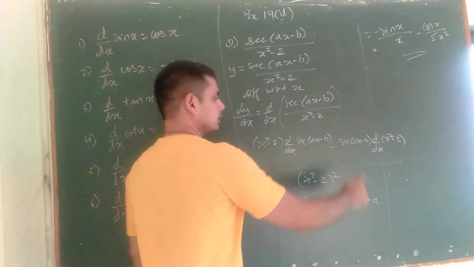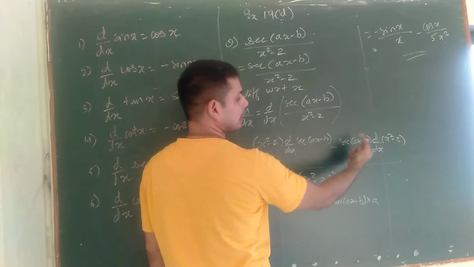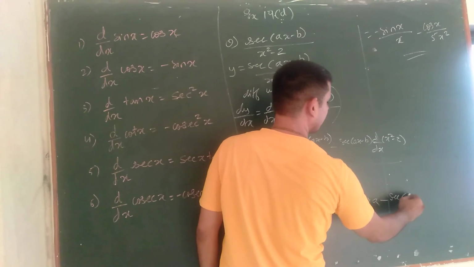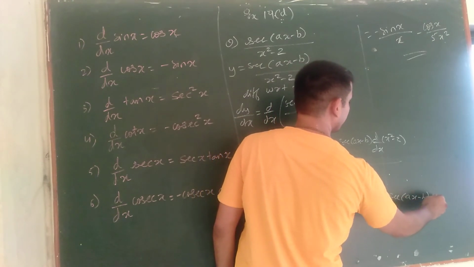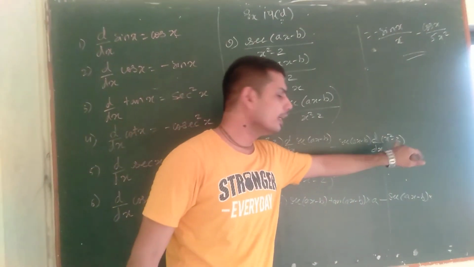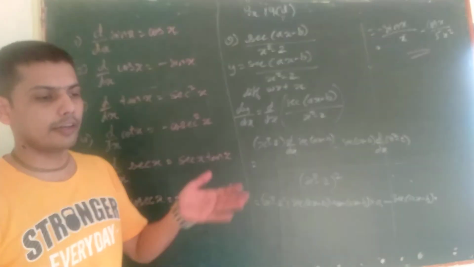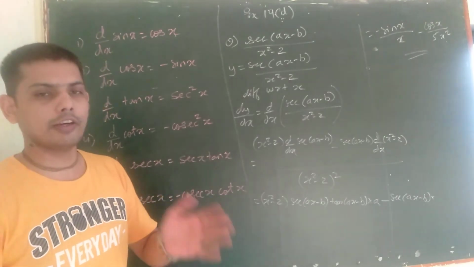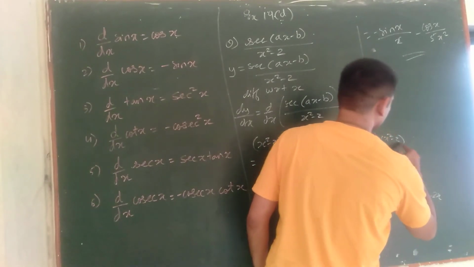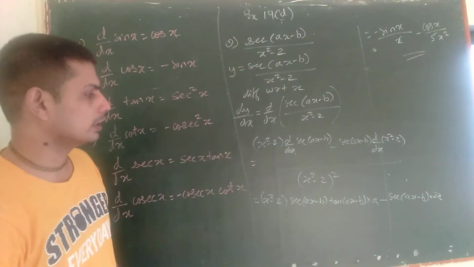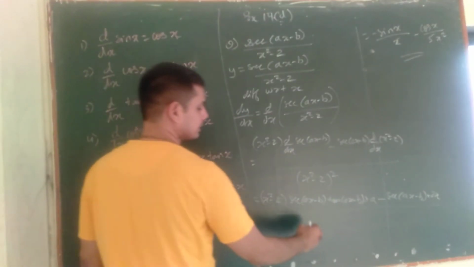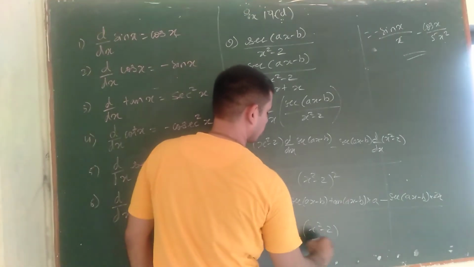Now the second term. So this sec(ax minus b) is outside the operator, so I'll write it as it is. Therefore it is minus sec(ax minus b) into the derivative of x square minus 2. So this x square is in the form x raised to n. The derivative of x raised to n is n into x raised to n minus 1. So this is 2x, and the derivative of minus 2 is 0, so I have just written 2x. This whole upon the denominator will be x square minus 2, whole square.